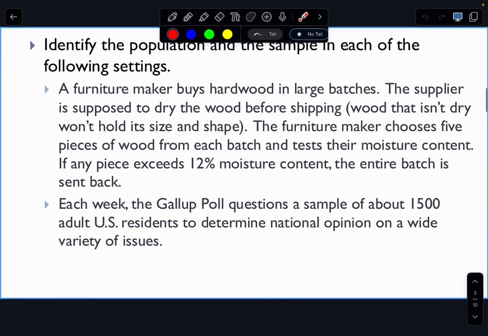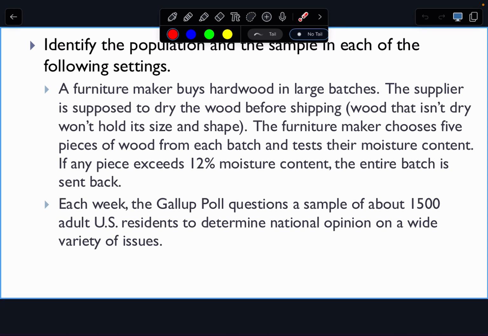So in that first example here, it says identify the population and sample in each of the scenarios. So the first couple homework problems were just about, here's a scenario, identify the population, identify the sample. So in that first example, a furniture maker buys hardwood in large batches. The supplier is supposed to dry the wood before shipping so that it holds its size and shape. The furniture maker chooses 5 pieces of wood from each batch, tests their moisture content, and if any of the pieces exceeds 12% moisture, the entire batch is sent back.